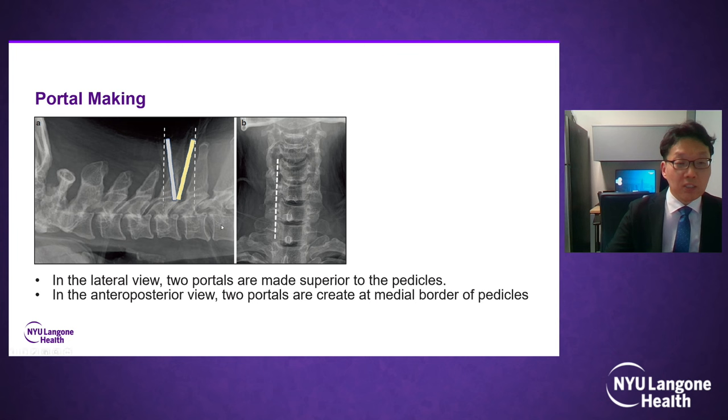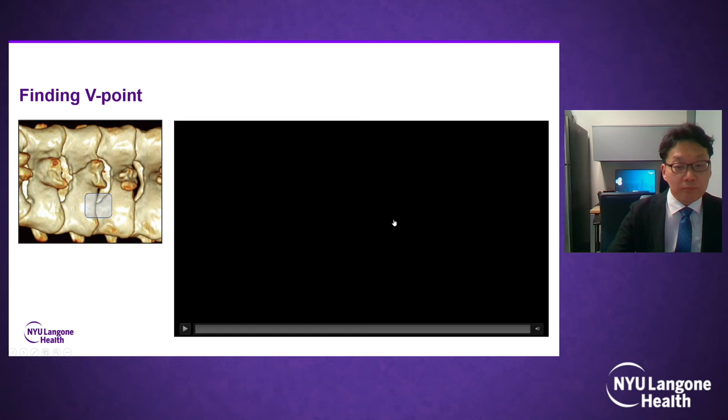Let's start with the surgery, UBE-PCF. At first, we must make the portals. In the lateral view, two portals are made superior to the pedicle, each pedicle. And in the AP view, two portals are created at the medial border of the pedicle. And then we have to find the V point as a starting point.